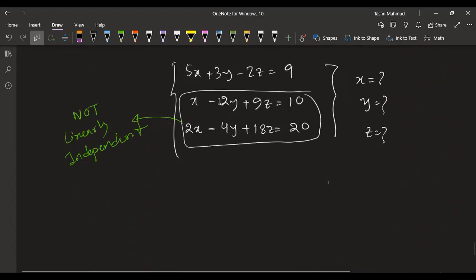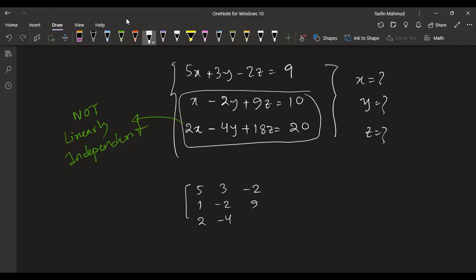If this type of situation arises, you will see that the determinant will be 0. If you just take 5, 3, -2, 1, -2, 9, 2, -4, 18, and calculate the determinant of A, you will get 0. By the way, for calculating the determinant of any matrix in MATLAB, we have a function called det.